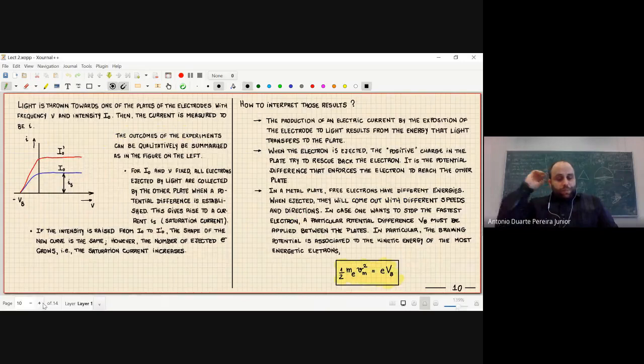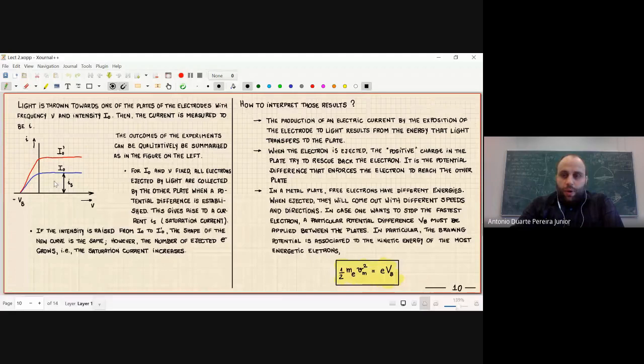First, let us look at this plot here, where I have in the vertical axis the current that is measured by the circuit, and in the horizontal axis, I have the potential difference furnished by the battery. So if you're throwing light to the electrode with some specific intensity I naught and frequency nu, then you can measure the current. And you see that I can dial the potential difference in such a way that if the potential difference is zero, then if I shed light on the electrode, I see some electric current.